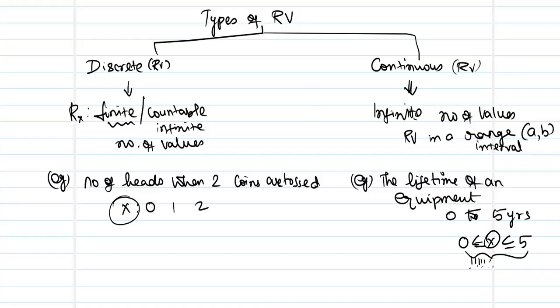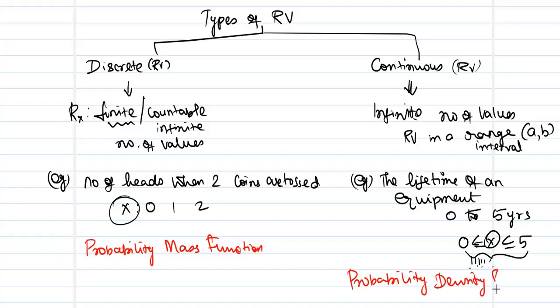Now, to measure the probabilities of a discrete random variable and a continuous random variable, we define two concepts called the probability mass function, and for the continuous case we define a probability density function. So this is abbreviated as a PMF and this is abbreviated as a PDF. So we will see what is the difference between a PDF and a PMF.